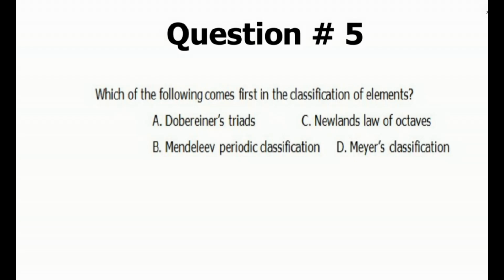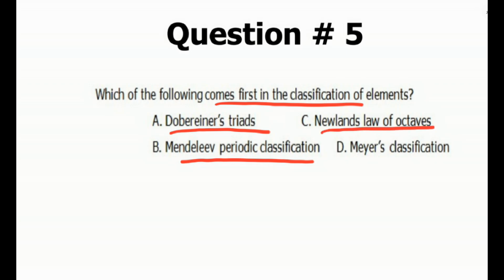Which of the following comes first in the classification of elements? A. Dobereiner's triads. B. Mendeleev's periodic classification. C. Newlands' law of octaves. D. Meyer's classification.